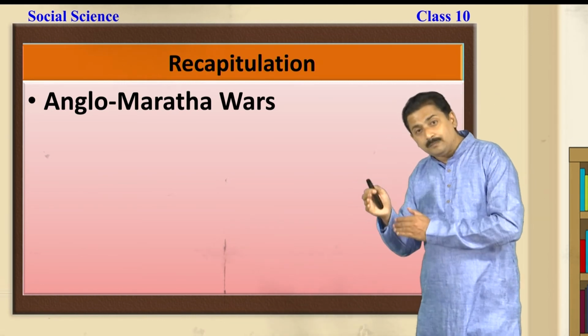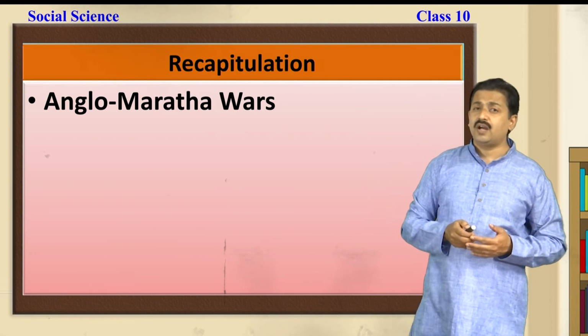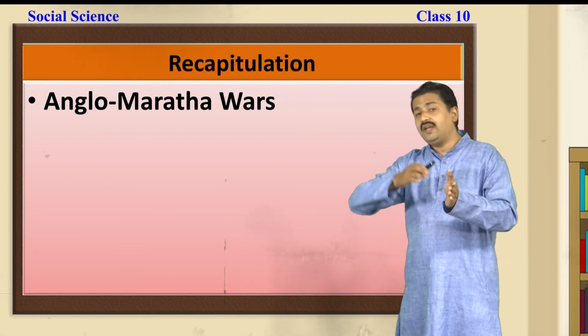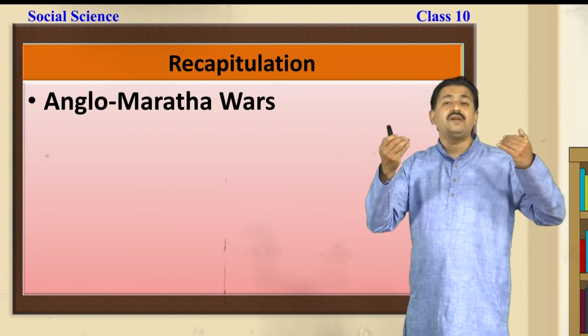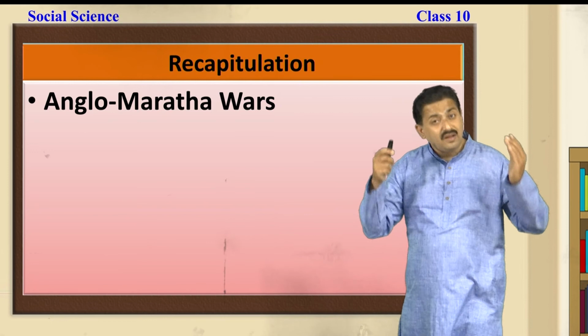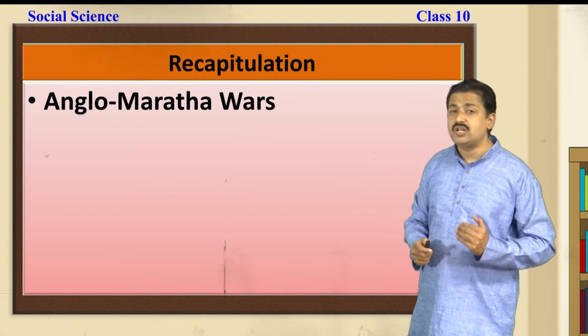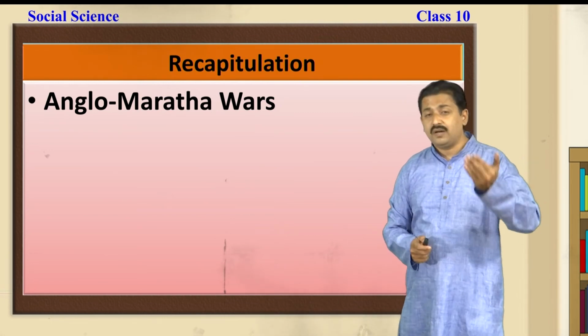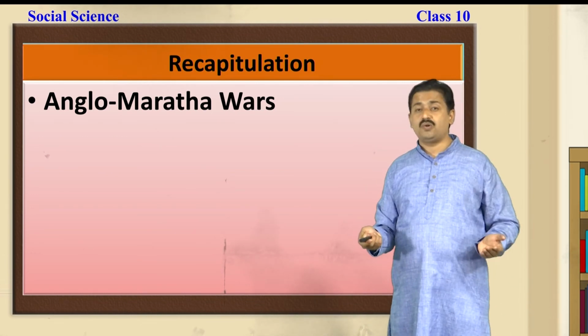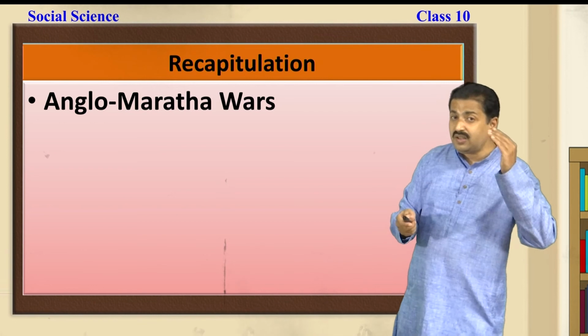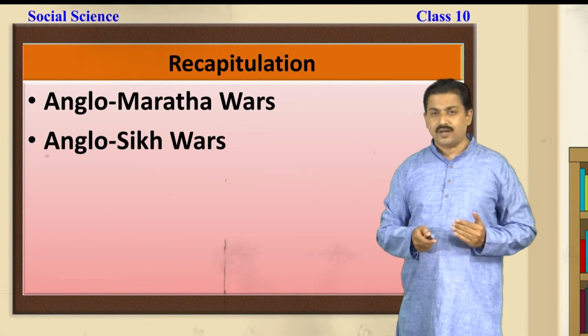The second Anglo-Maratha War started in 1803 and ended in 1805, where Bajirao II accepted the subsidiary alliance. But in the third Anglo-Maratha War, Bajirao II tried to defeat the British, but he was unsuccessful, so he lost his Peshwahood. All these we discussed in these three Anglo-Maratha Wars.